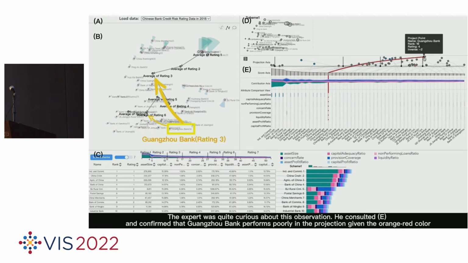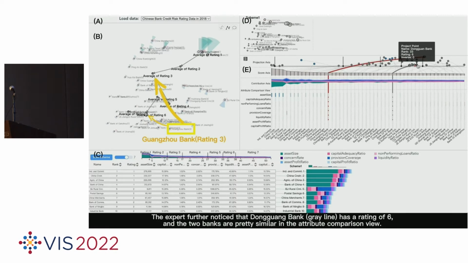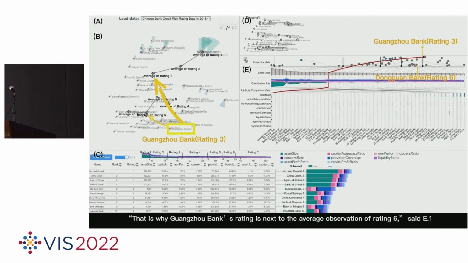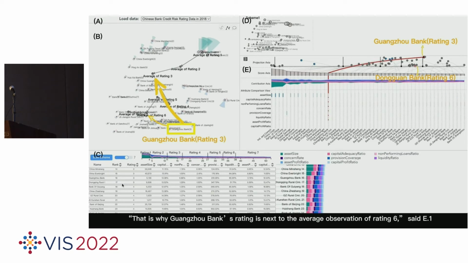He consulted E and confirmed that Guangzhou Bank performs poorly in the projection, given the orange-red color. The expert further noticed that Dongyuan Bank, with the gray line, has a rating of 6, and the two banks are pretty similar in the attribute comparison view. That is why Guangzhou Bank's rating is next to the average observation of rating 6 at E1.